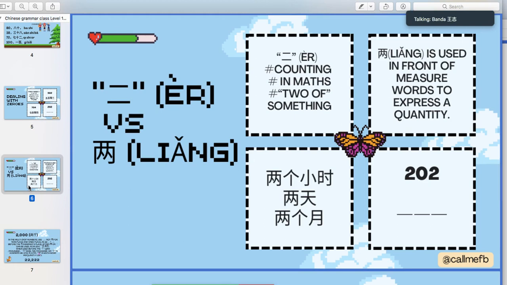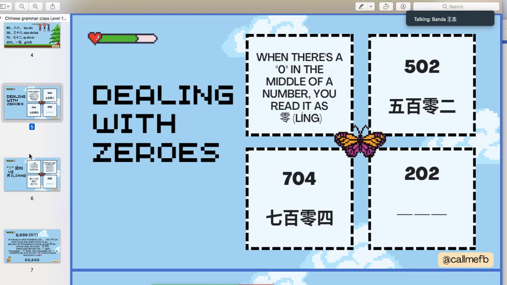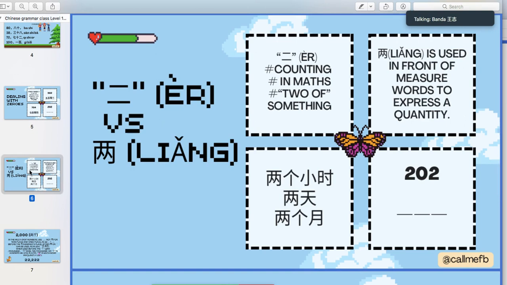Okay, so let's look at R versus Liang. There are instances where we use R for two. For example, when we're counting, like we were doing just now, we're saying R, and the last one that you did, Yuchi, R by Ling R, because we are counting. Also when we're working through mathematics, the number R is used. Or when we have two of something, we will also use R.